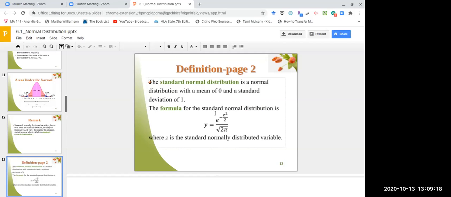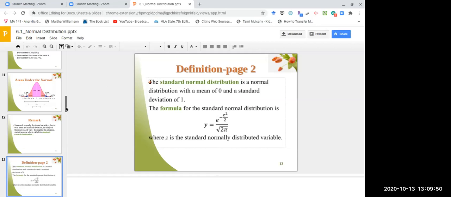This formula, you're not responsible to know. She just wanted you to see that the normal curves, whether they're standard normal or other normal curves, have equations that help define their behavior, and the normal curve is no different. So this is the equation of the standard normal curve.